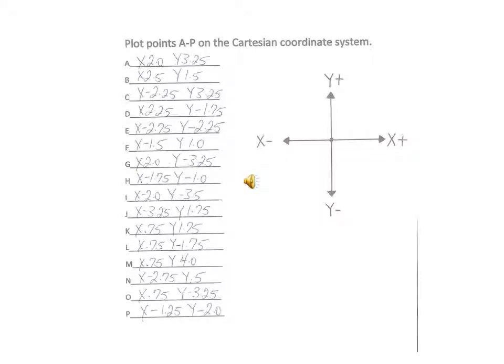Now here are the answers to the previous slide, A through P. And notice we have the axis symbol to the right showing the direction for x positive, x negative, y positive, and y negative.